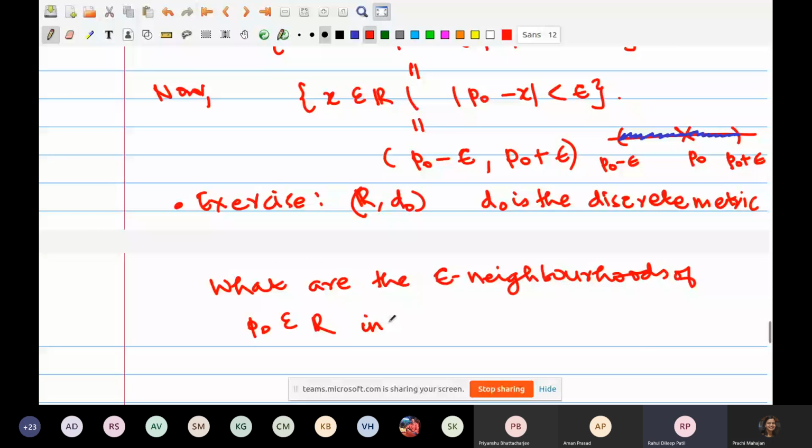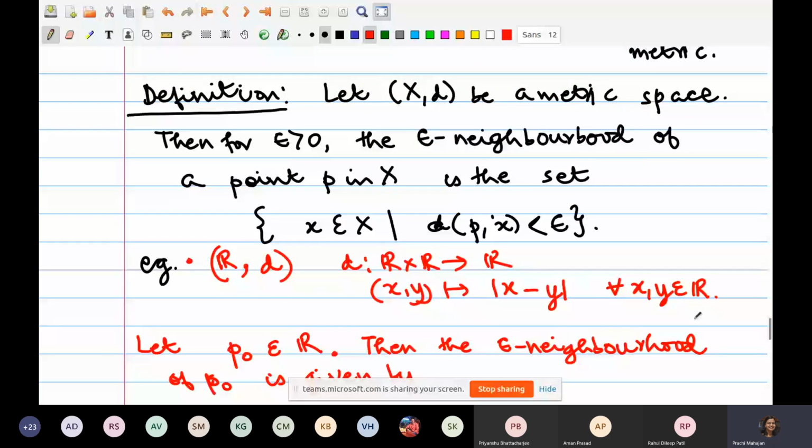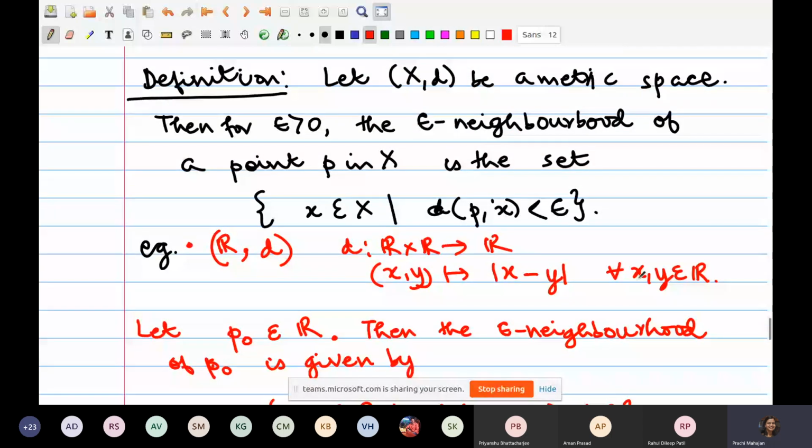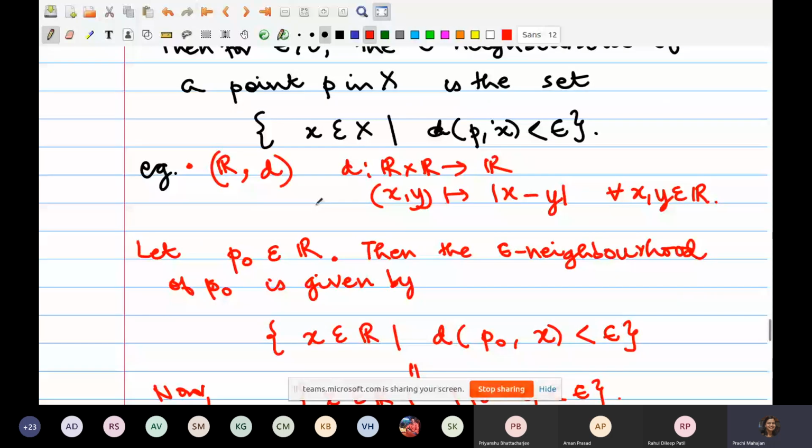Madam, can you please repeat the previous example? I will go back to it. Let me write this and then I'll go back to it. I defined a new concept: given a metric space (X, d), you fix epsilon to be positive. You define the epsilon neighborhood of a point P in X as the following set. You consider all elements in the set X which are at a distance at most epsilon from the given point P. When I am considering the Euclidean metric on the set of real numbers, my distance d is given as the absolute value of x minus y.